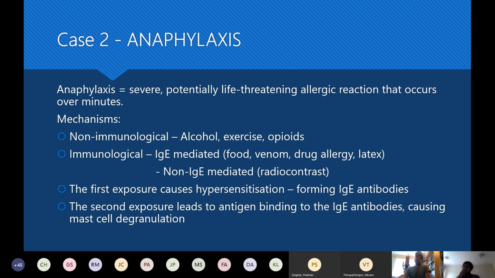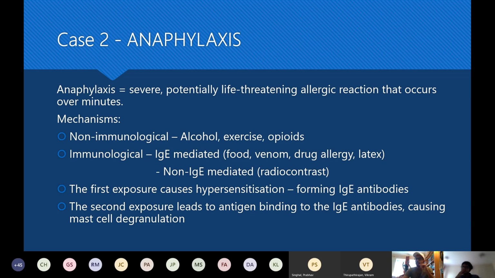Anaphylaxis is a severe, potentially life-threatening allergic reaction that occurs over minutes, which is important. The mechanisms: grossly, it's divided into non-immunological and immunological. The non-immunological ones are alcohol, exercise, opioids, and they can all cause anaphylaxis. The immunological ones split into IgE-mediated and non-IgE-mediated. The IgE-mediated ones are the classic ones that you think of with food, the classic venom that always comes up, drug allergies, especially penicillin, and allergies to things like latex or materials.